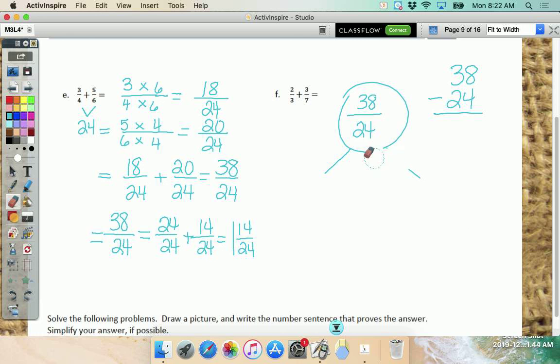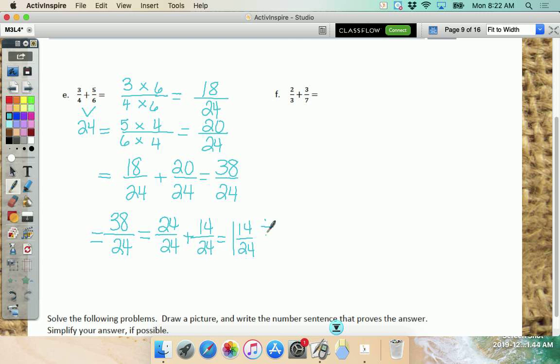I want to think about the strategies on the anchor chart. Okay? So the first one says, is 14 half of 24? No. Close. It's half of 28. Okay? Can I divide by 14? No. Can I divide by 2 or 3? Yes. Which one? 2. So everybody write this down. And don't forget, you're going to rewrite your whole number here. So 14 divided by 2 is 7, and 24 divided by 2.